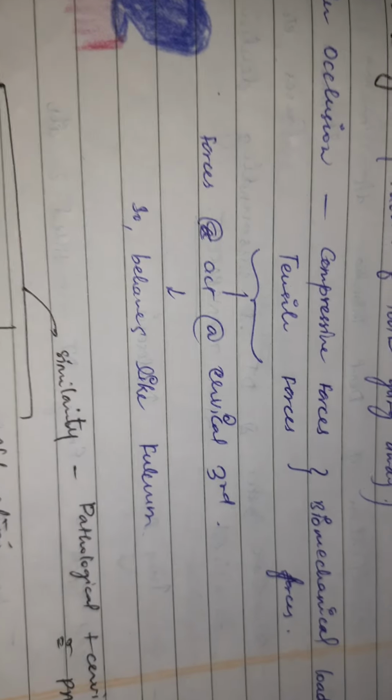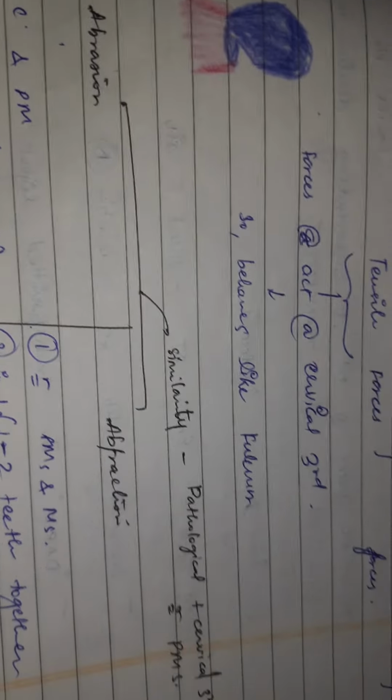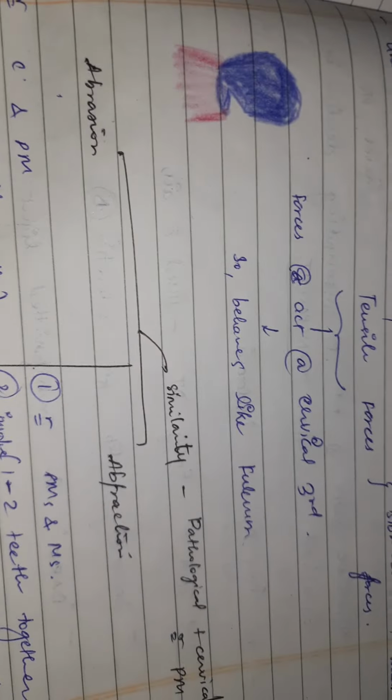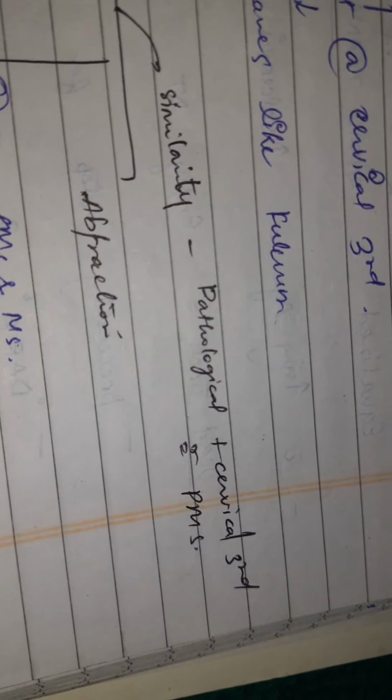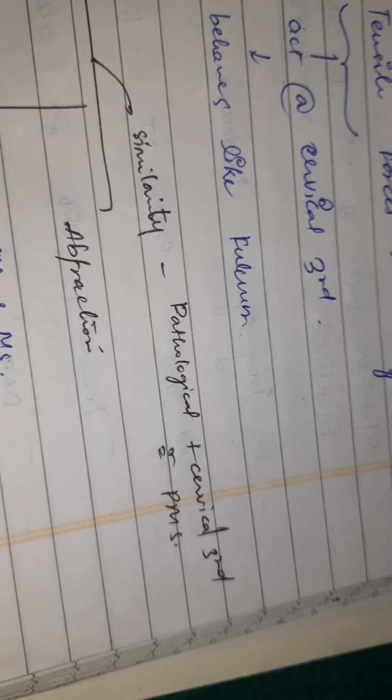Forces act at the cervical third, so it behaves like a fulcrum. This is like a wedge-shaped effect. The similarity between abfraction and abrasion is that both are pathological, both are seen in premolars, and both occur in the cervical third.